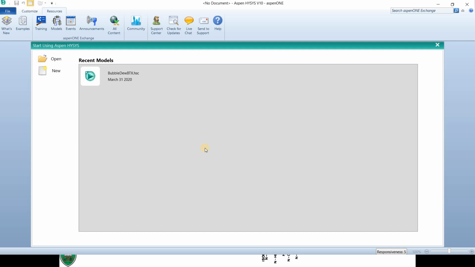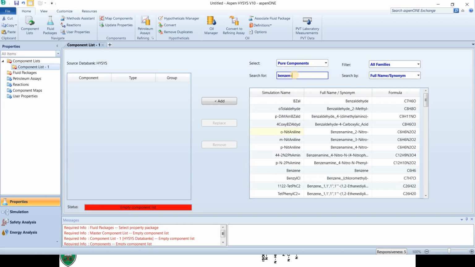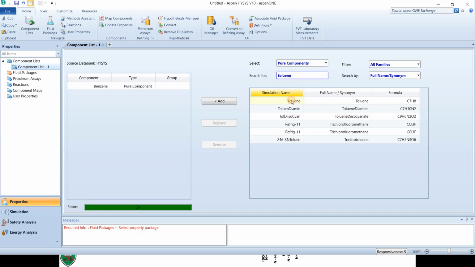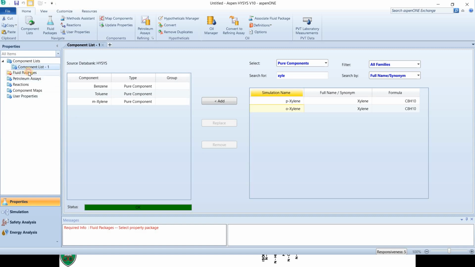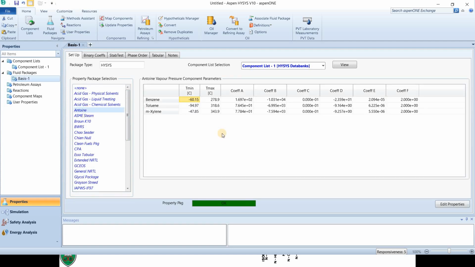This is a new case for Hysys. I'm sorry for the inconvenience. It just needs some time to load. In the component list, we have to add benzene, toluene, xylene, metaxylene, and in the fluid package, as we mentioned before, we are using Raoult's law, so the Antoine equation is more than sufficient in this case. And we are ready for our simulation.